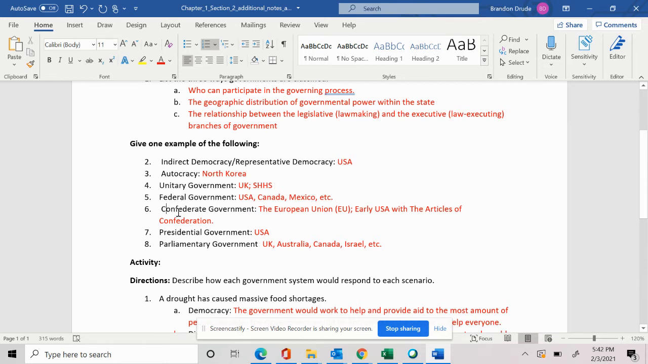Now, a confederate government could be the European Union or EU. If you guys don't know what the EU is, the European Union is a bunch of different countries like the Netherlands, Italy, France, and they come together and created a central government called the European Union, and they work together economically. They help each other socially, politically, and they have a central government called the European Union. If I can get my words out, European Union.